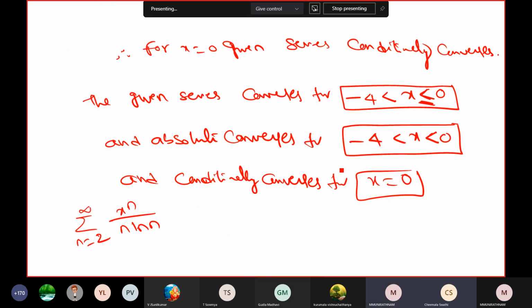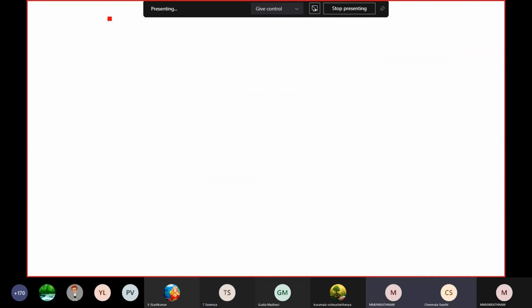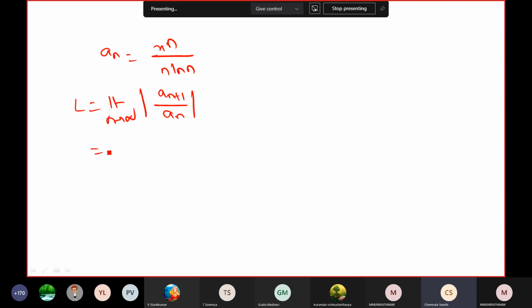Yeah. So summation 2 to infinity x power n by n log n. So tell me the x values, anyone? L value, anyone? What is a_n here? x power n by... please mute your mic.